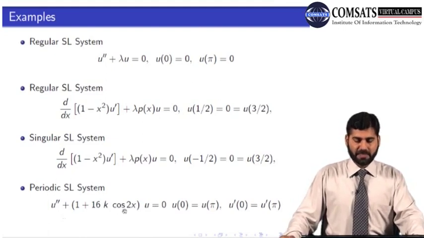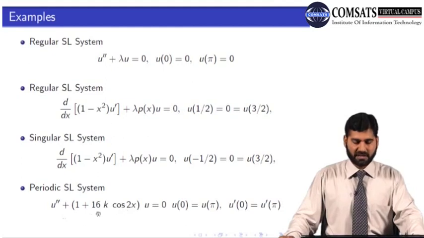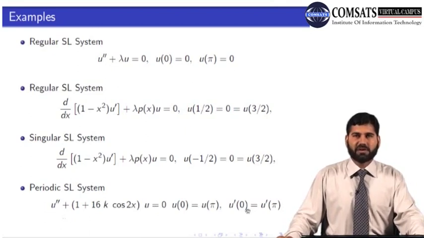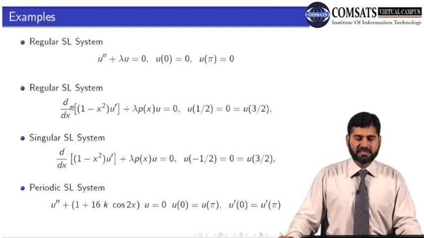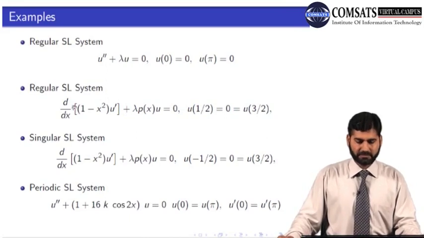Periodic SL system. Here you see the function given here is a periodic function. 1 plus 16k cos 2x, cosine is a periodic function, and here the boundary conditions are also periodic. That's why this is called a periodic SL system. All right. So these are examples of a regular SL system, singular SL system, and periodic SL system.